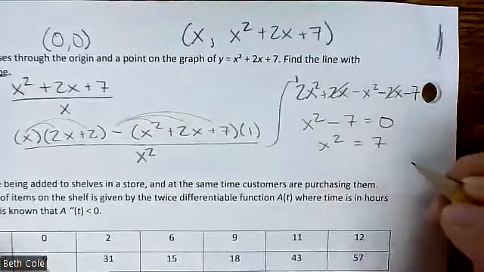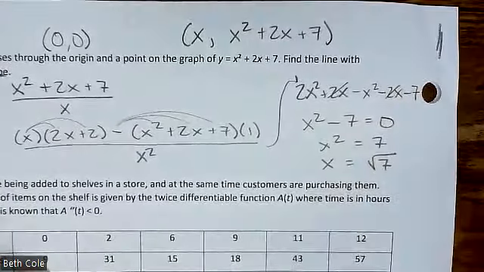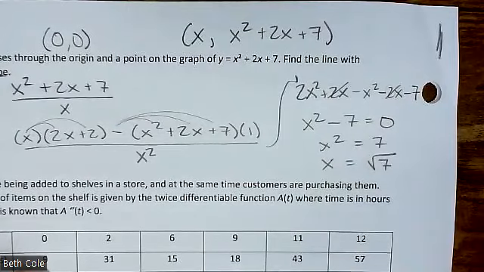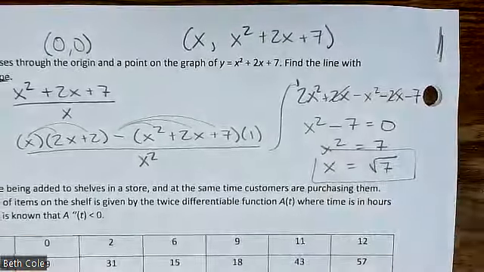You'll get x squared equals 7, and x equals square root of 7. I think they just wrote positive square root of 7. I guess technically it could be plus or minus. But anyway, that's the answer. You're just looking for the x value.